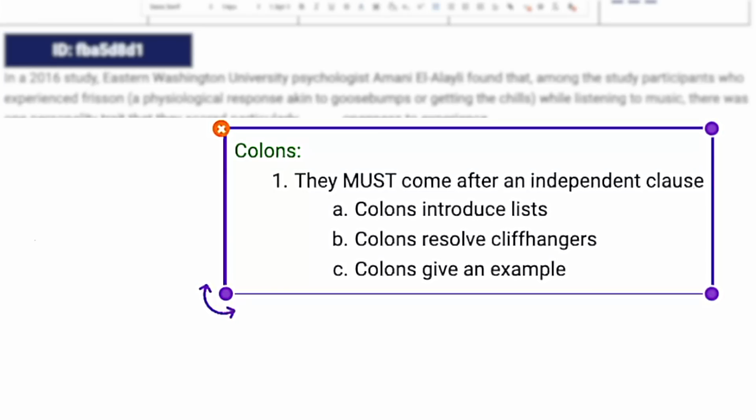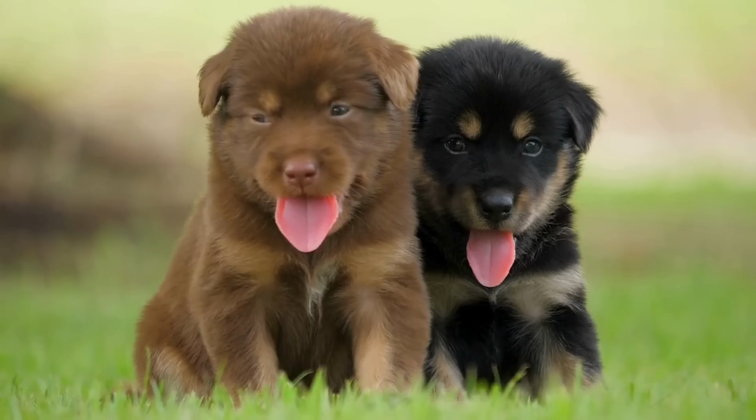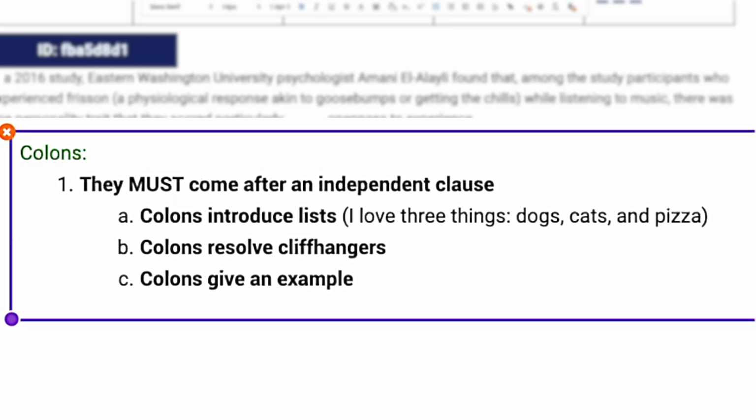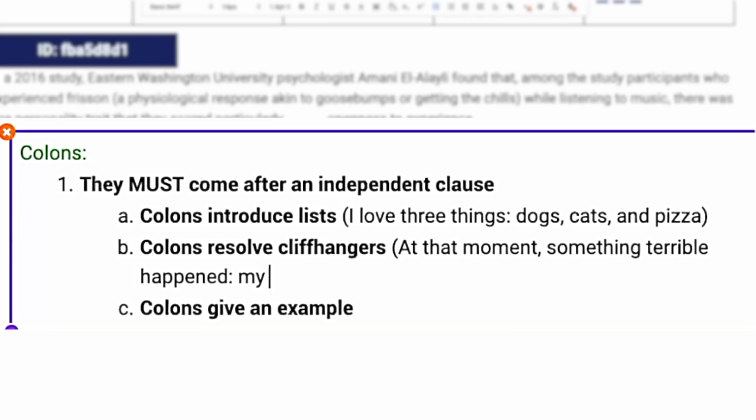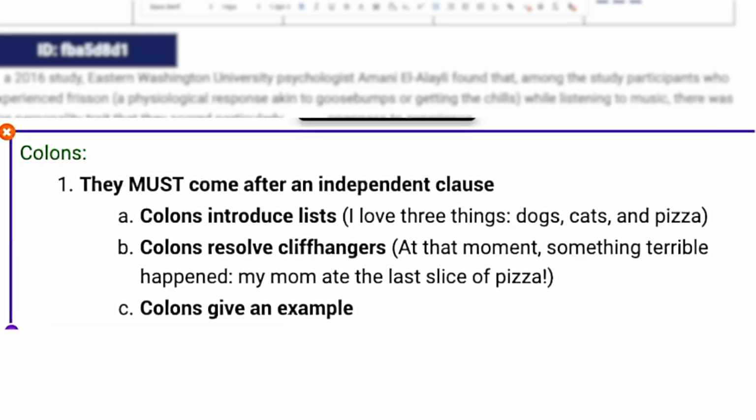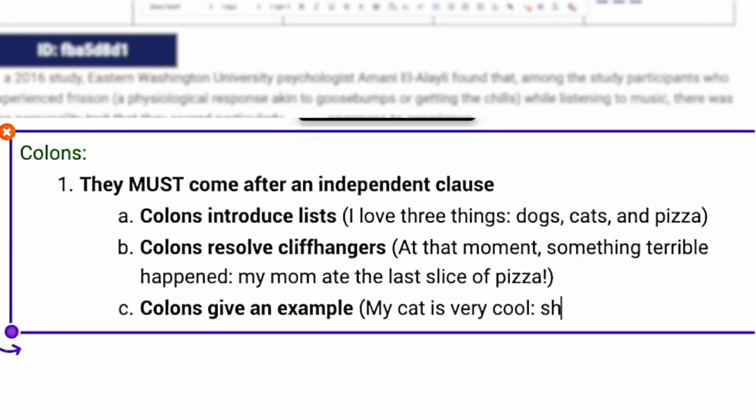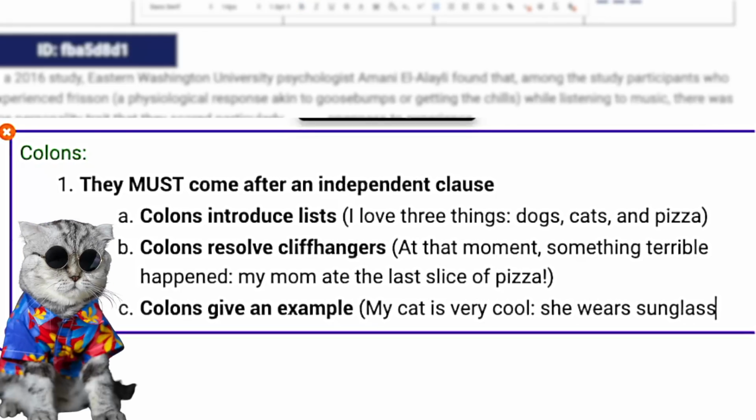So a list might be something like, I love 3 things: dogs, cats, and pizza. Resolving a cliffhanger. So a cliffhanger is when you are left wondering what happens next. So an example of this could be something like, at that moment, something terrible happened, and then you want to resolve it: my mom ate the last slice of pizza. And then I'll give you an example of an example: my cat is very cool. She wears sunglasses all the time.